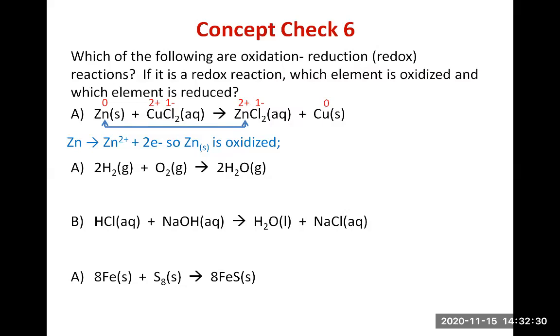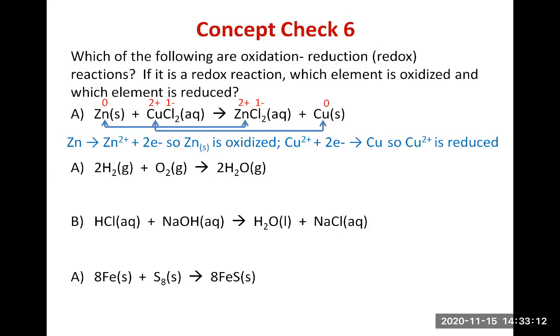Let's see, the chlorides stay the same from left to right, so they don't change. Their oxidation state is the same. The copper, however, becomes, from a cation 2+, a zero charge metal. So if we write the half reaction, it's going to be Cu2+ plus 2 electrons gives Cu, because for Cu2+ to become just copper with zero charge, you need to give it back 2 electrons. So the Cu2+ will have gained electrons. So Cu2+ in the CuCl2 is reduced.